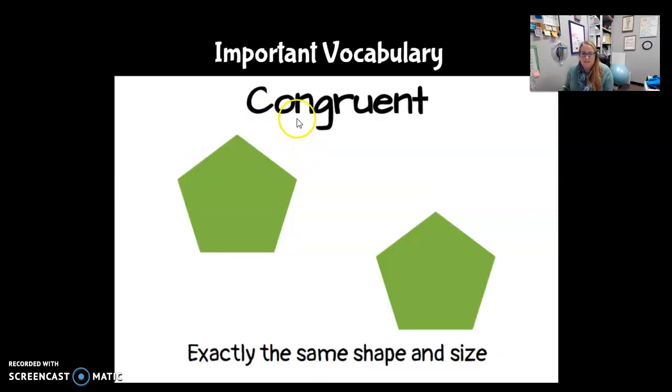The next word we have is congruent. Congruent is a fancy math term that means exactly the same shape and size. So if something is congruent, it's the same shape and the same size.